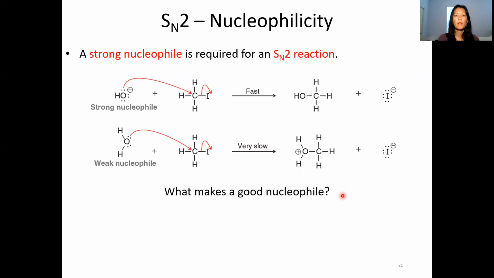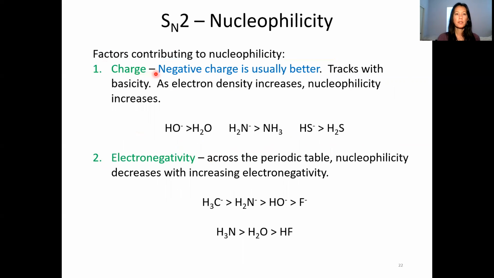So what makes a good nucleophile? Basically a really strong nucleophile being negatively charged. That's usually better. This tracks with basicity. And as the electron density increases, nucleophilicity increases. So these negatively charged nucleophiles are better than their neutral counterparts, shown here.